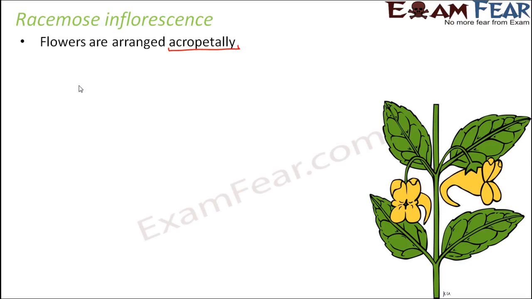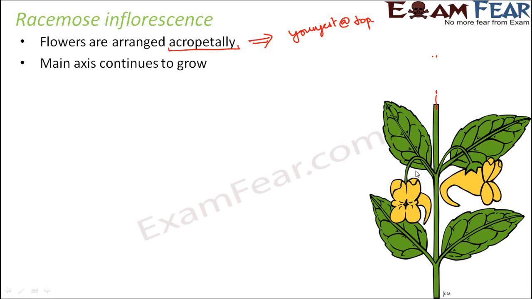In this case, the main axis continues to grow. Which is the main axis here? This is the main axis. This axis will keep on growing forever. The flowers which are formed before will be lower, and the flowers which are formed later will be at the upper. So when I say acropetal, it means the youngest flower is at the top, because flowers which are formed before are at the bottom. Newer flowers will add up to the top. Again, newer flowers will add up to the top. So the flowers which are at the top are the youngest flowers, right?